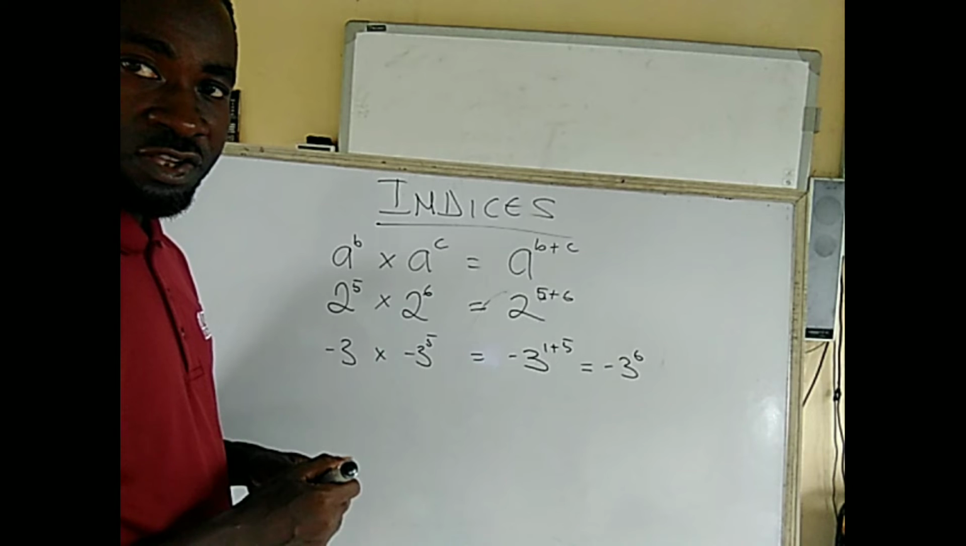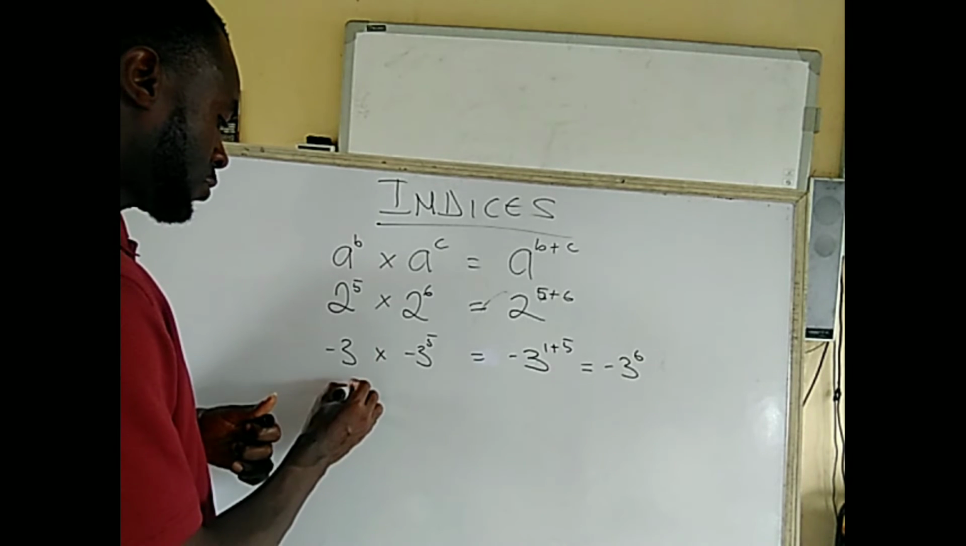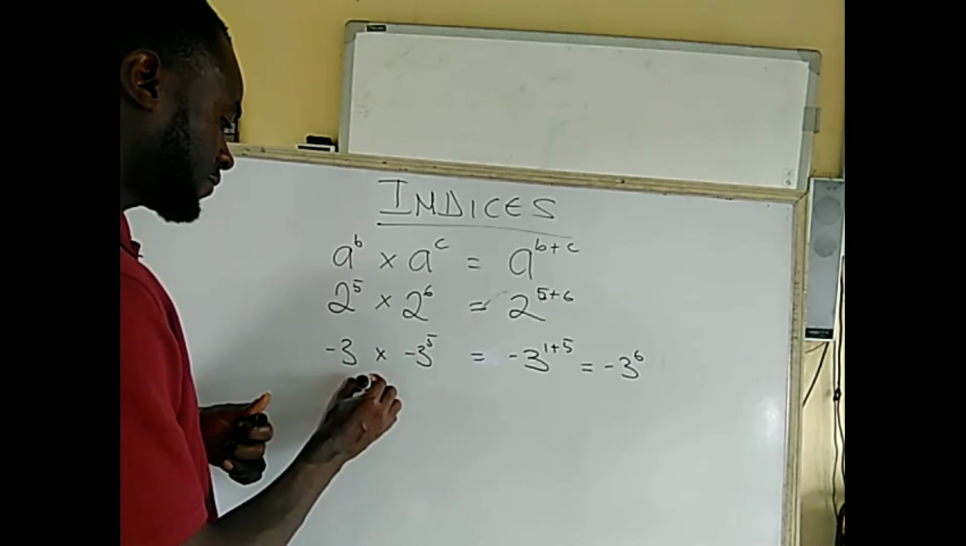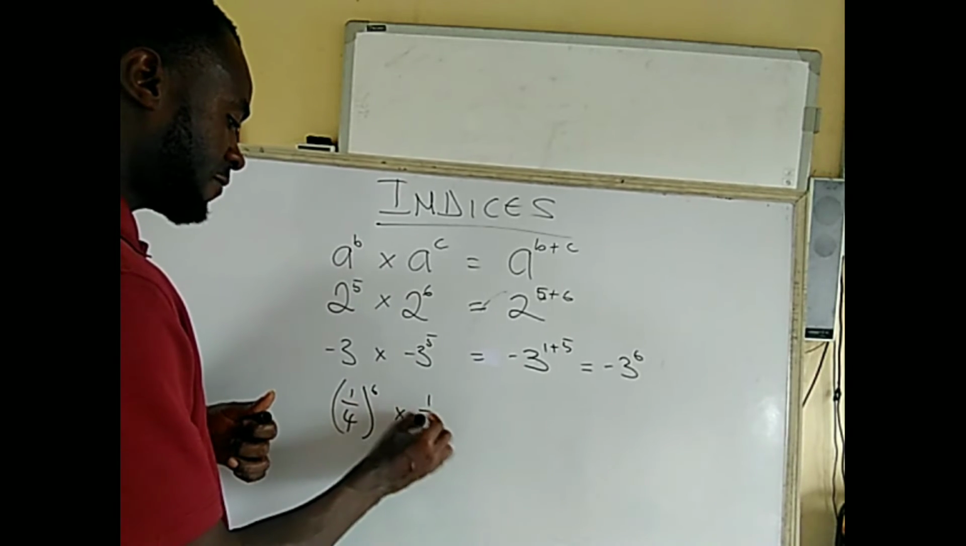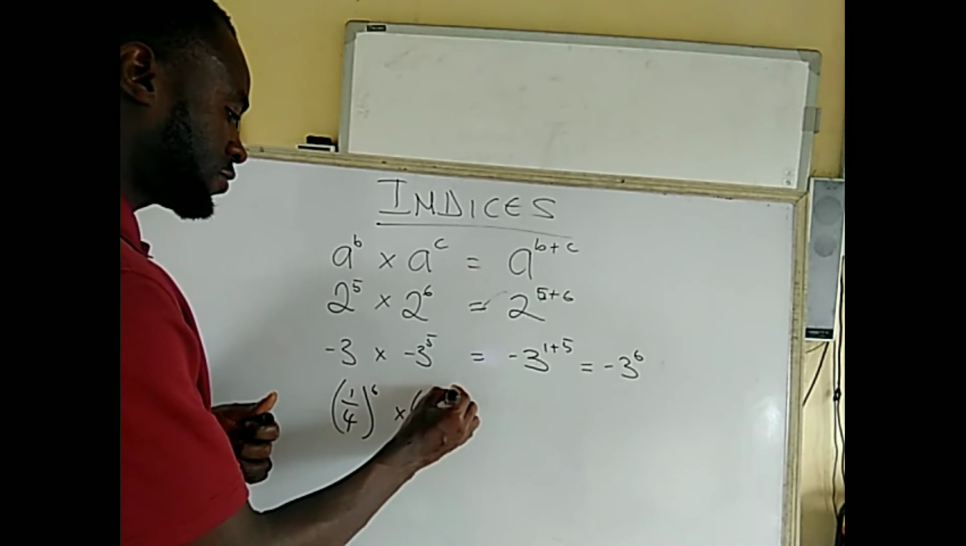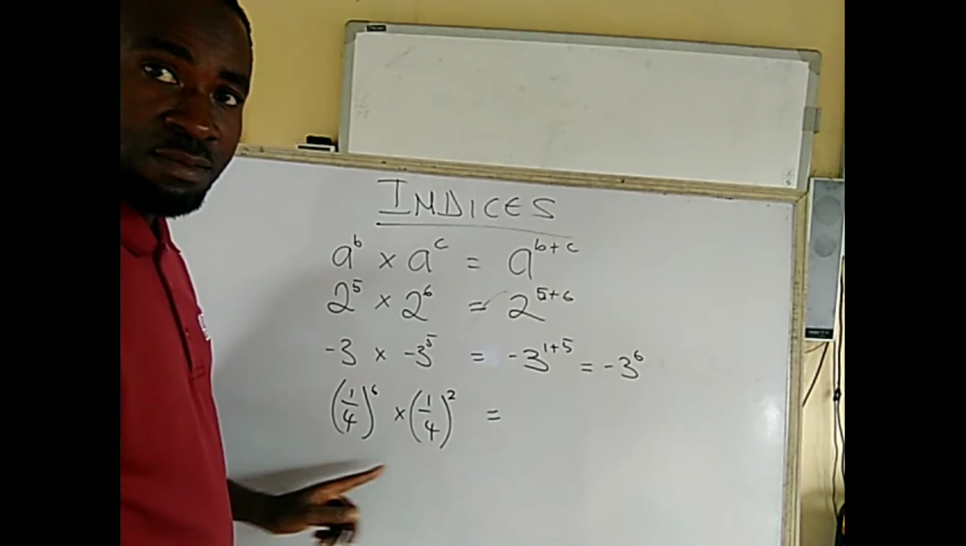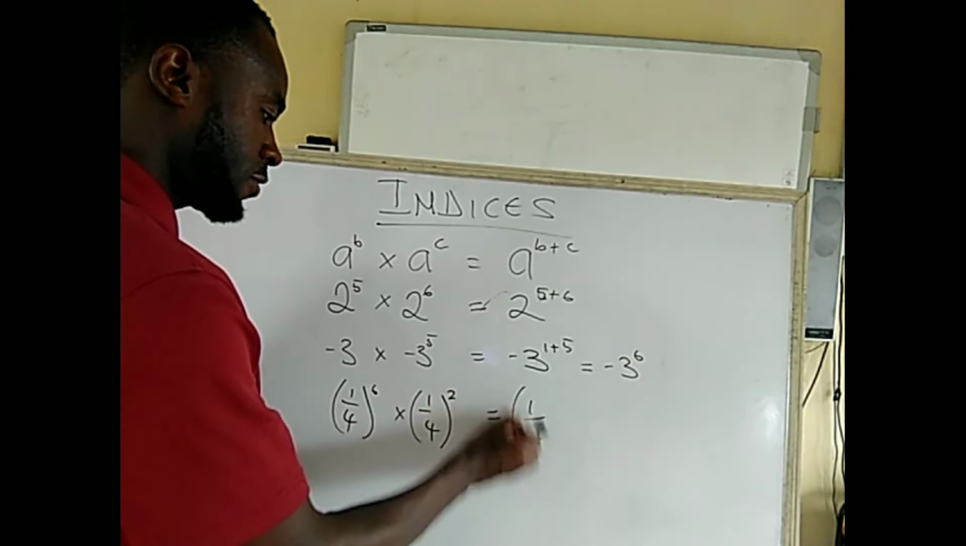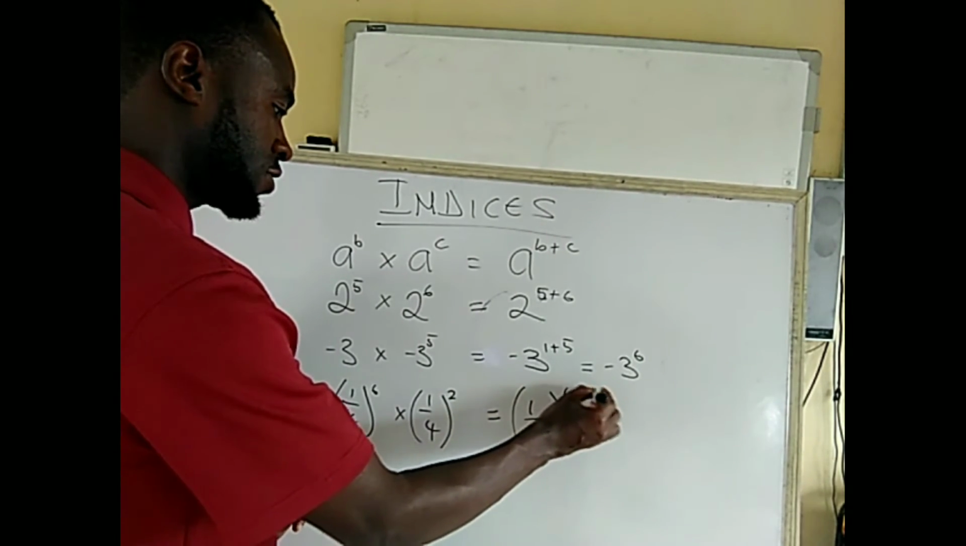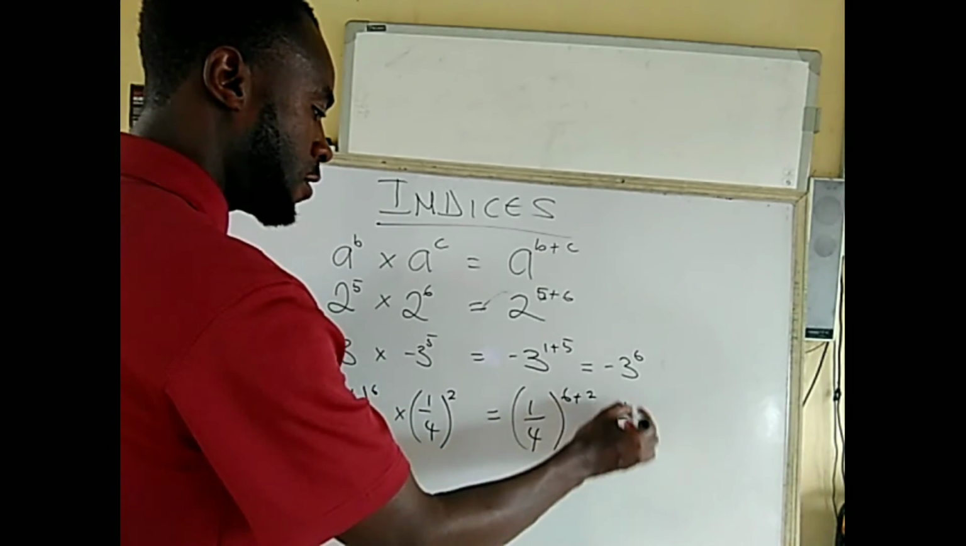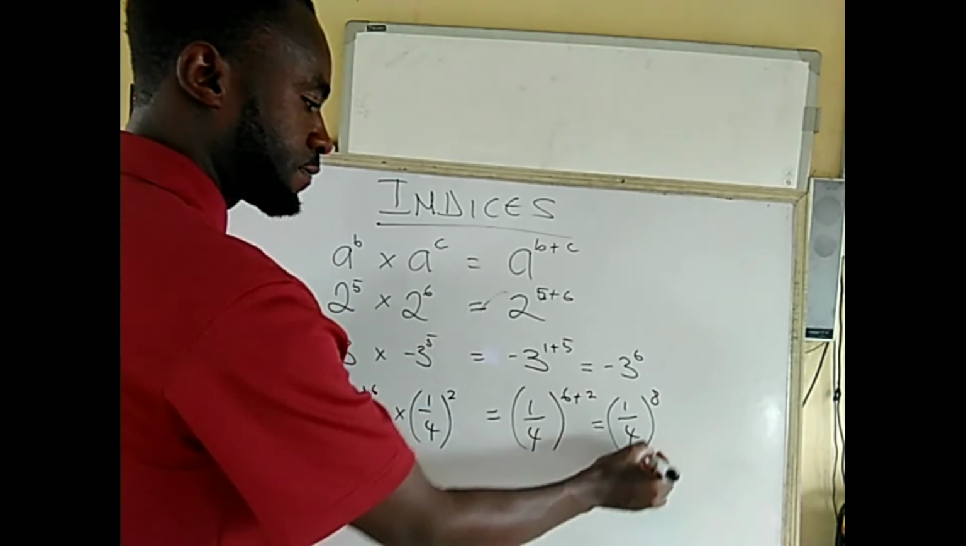This multiplication law is also true for fractions. Example, 1 over 4 raised to the power of 6 times 1 over 4 raised to the power of 2. The bases are the same. Yes, so our answer is 1 over 4 raised to the power of 6 plus 2, which is 1 over 4 raised to the power of 8.